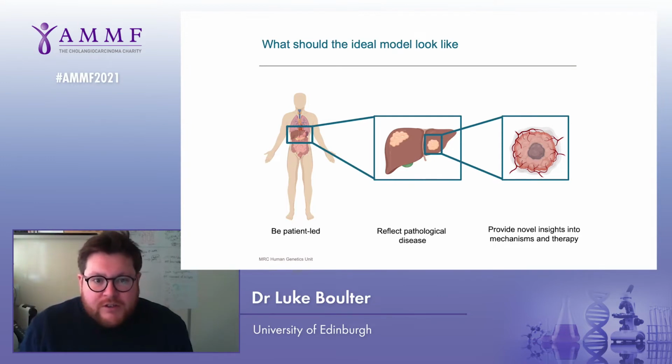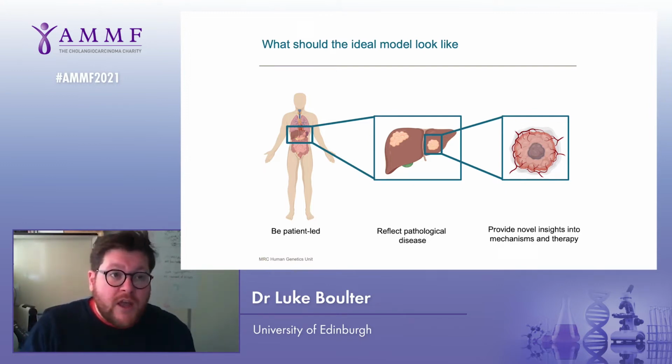So what should an ideal model look like? Well, we think it should be patient-led, so it needs to reflect the pathology of disease, both at the histopathological level, but probably also the genetic level. These models should also be able to provide novel insights into mechanisms, so how a tumor grows and forms, or to develop and prioritize new medications, and so for therapy. In this talk, I want to address perhaps 2 or 3 of the most current advances in modeling, and try to figure out whether these are reasonable tools for therapeutic testing.